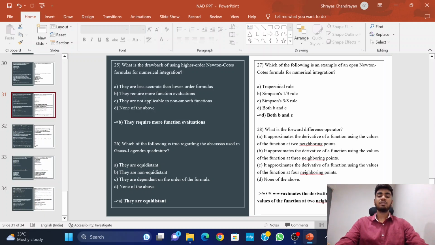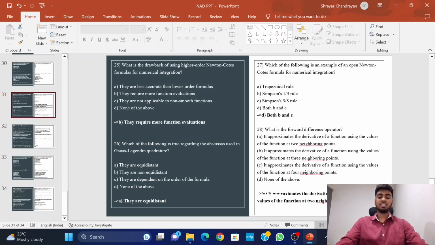Question number 25: what is the drawback of using higher order Newton-Cotes formula for numerical integration? The options are: A, they are less accurate than lower order formulas; B, they require more function evaluations; C, they are not applicable to non-smooth functions. So the correct option is B, they require more function evaluations.